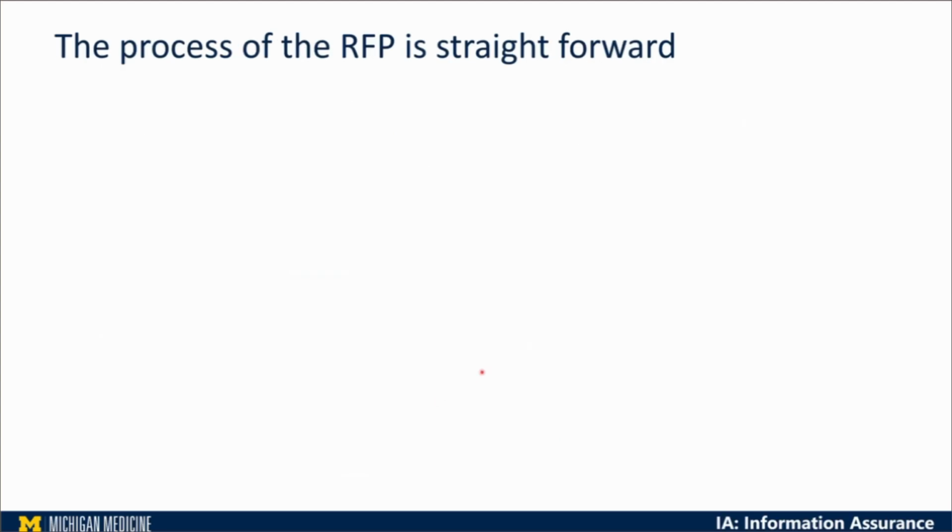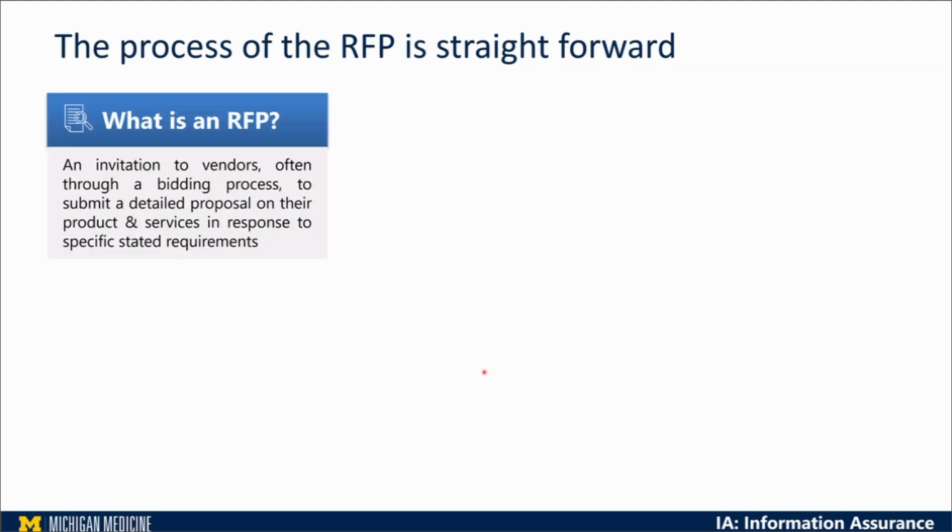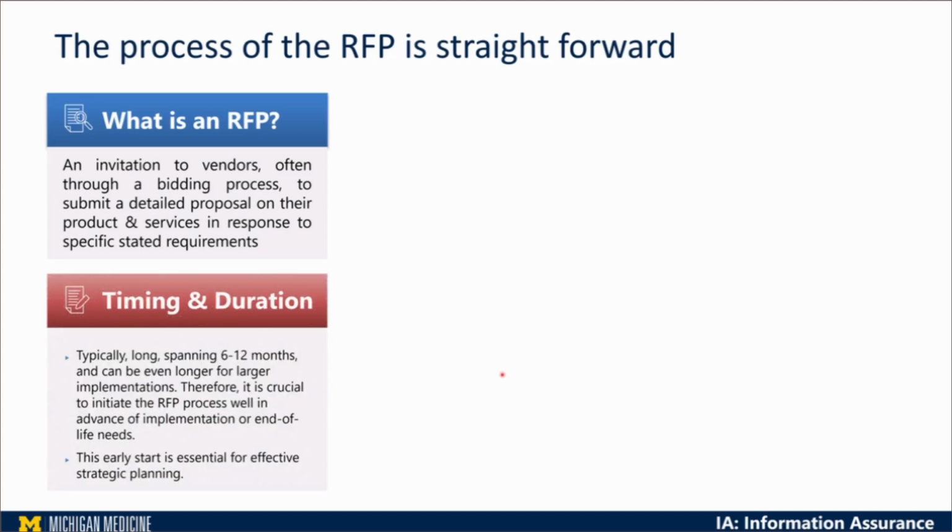The process of the RFP is literally straightforward. The thing you need to know is what an RFP is. It's an invitation to vendors, often through a bidding process, to submit a detailed proposal on their product and services in response to a specific stated requirement. You need to take into account that typically it's a long process. It takes from 6 to 12 months. For us, it took around 8 to 9 months to have an entire RFP completed.